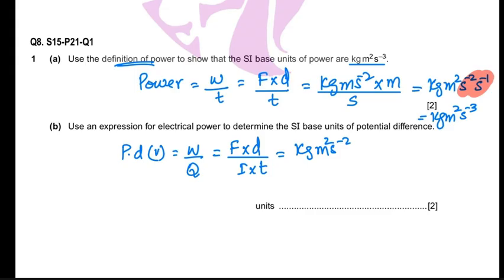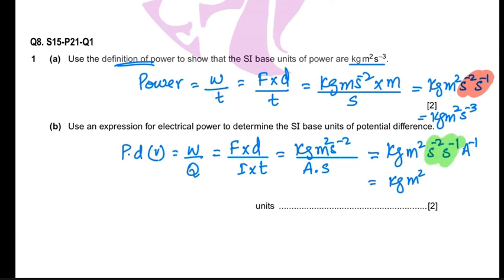It will become kg m^2 s^-2 over current in amperes, time in seconds, ampere seconds. Simplifying it, it will become kg m^2 s^-2, and s in the denominator will become s^-1 up here. Ampere will come up and become ampere^-1. This simplifies to kg m^2 s^-3 A^-1. Right? Any problem, any confusion?